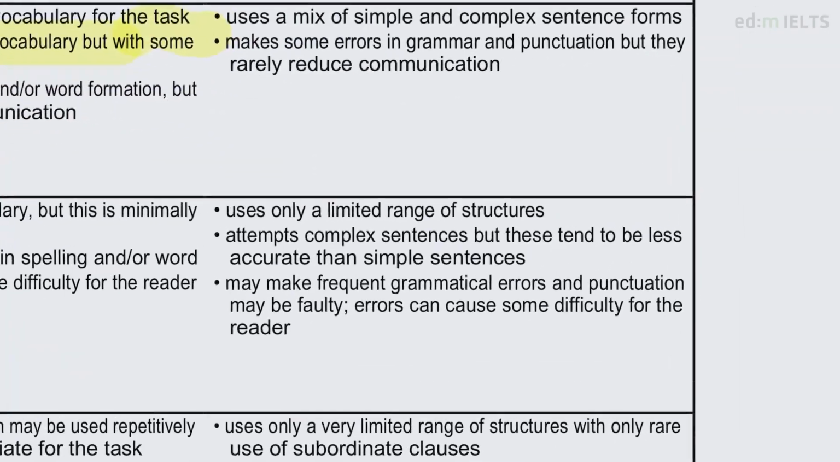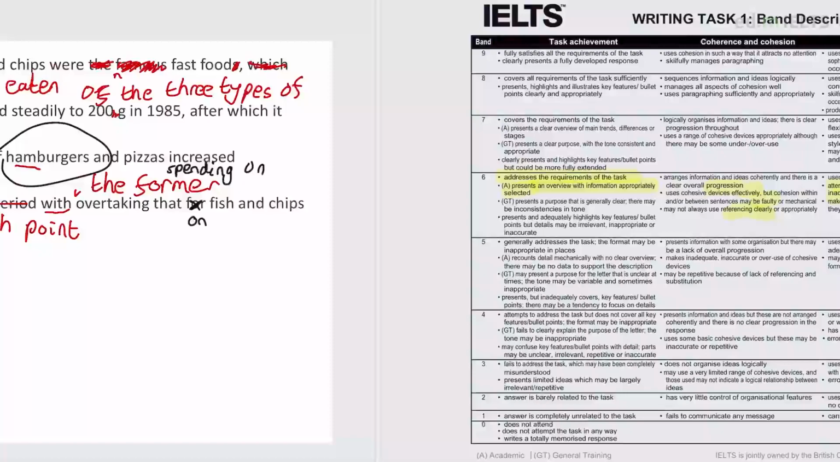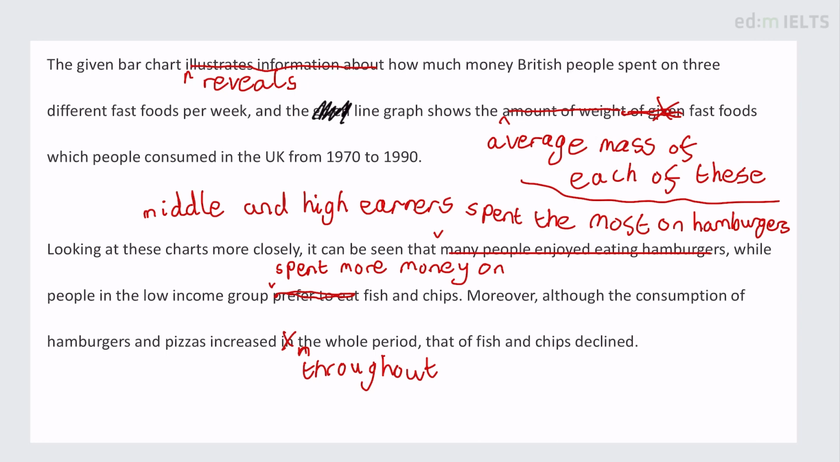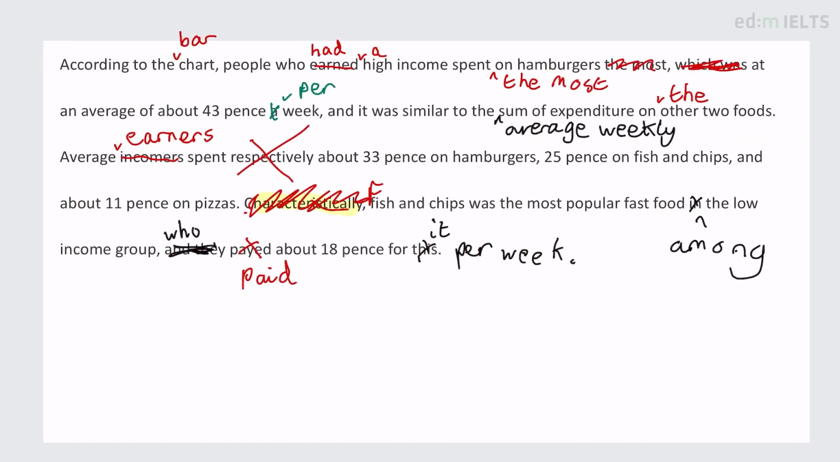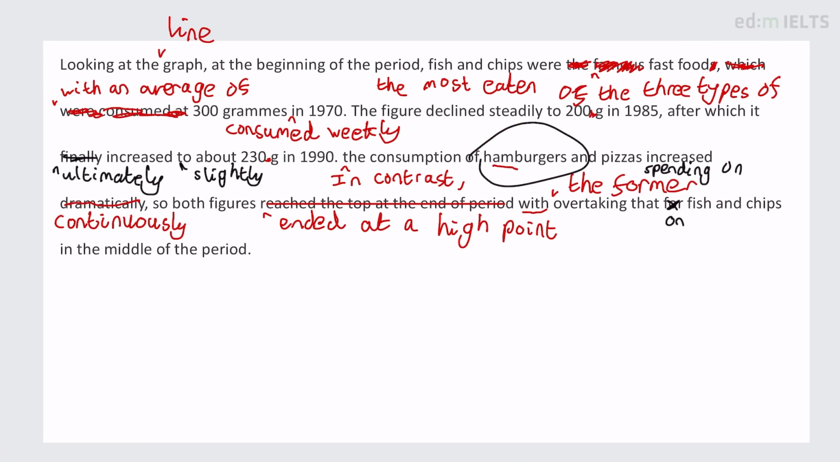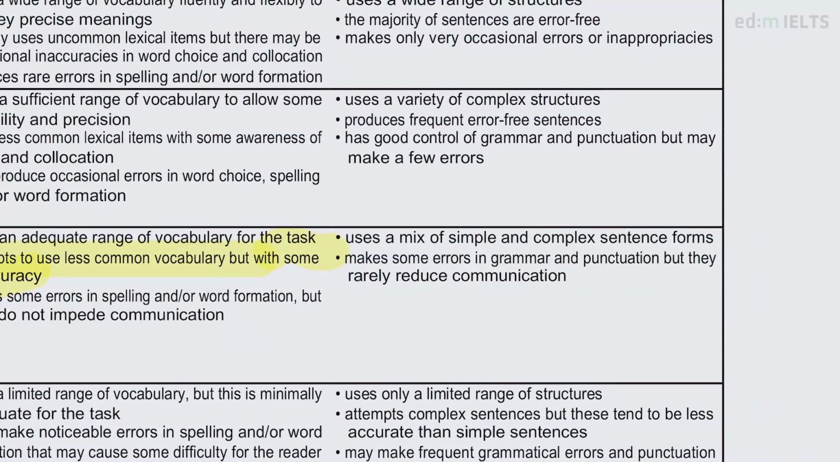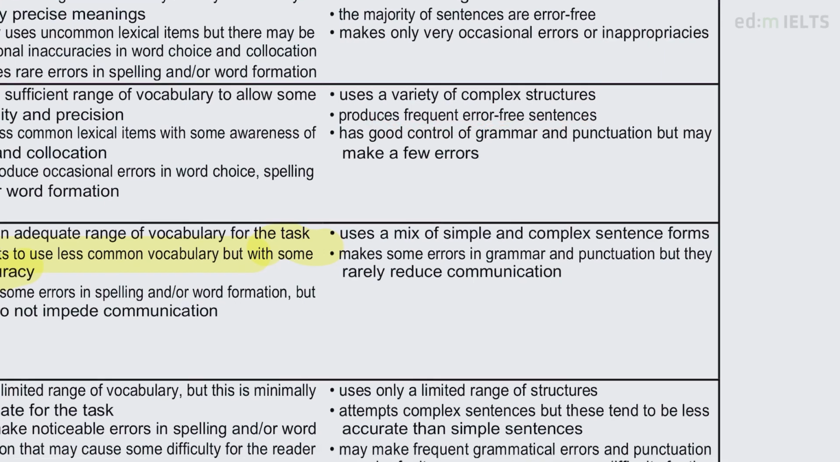Grammatical range and accuracy, mix of simple and complex sentence forms. Yes, there's plenty right from the start, using although to make a complex sentence, for example. Anything else I can see easily using after which? That was nice to make a long complex sentence. I don't think there are enough error-free sentences to get to a 7, but it's a comfortable 6.